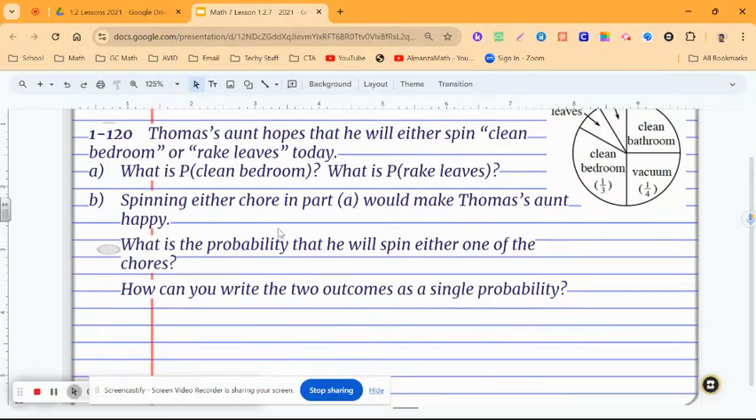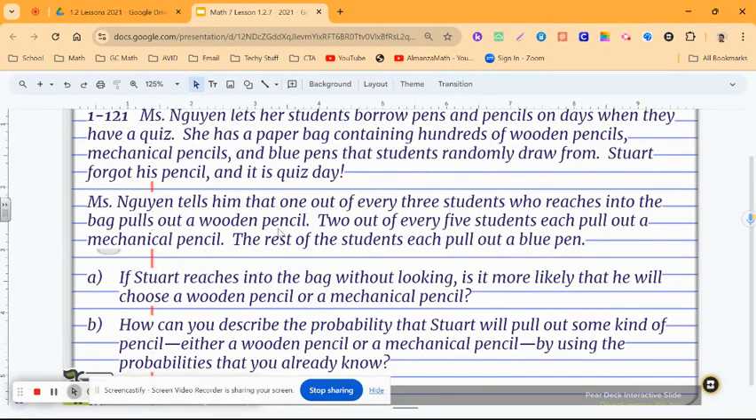So our next question is: Miss Nguyen lets her students borrow pens and pencils when they have a quiz. She has a paper bag that contains hundreds of wooden pencils, mechanical pencils, and blue pens that students randomly draw from. Stuart forgot his pencil, and it's quiz day. Miss Nguyen says one out of every 3 students who reaches into the bag gets a wooden pencil. 2 out of every 5 students pull out a mechanical pencil, and the rest get a blue pen.